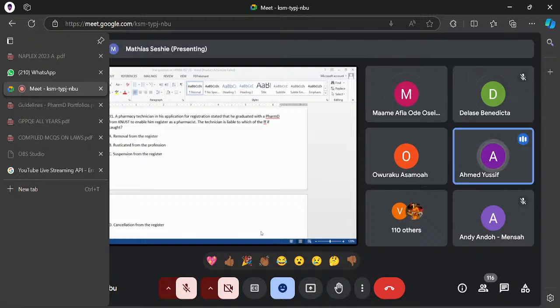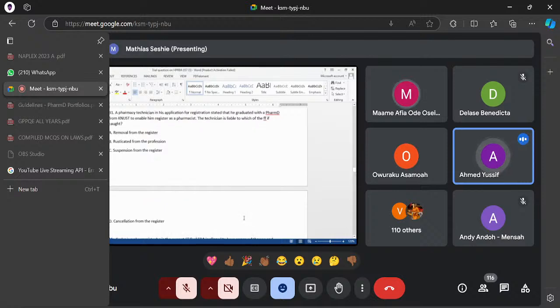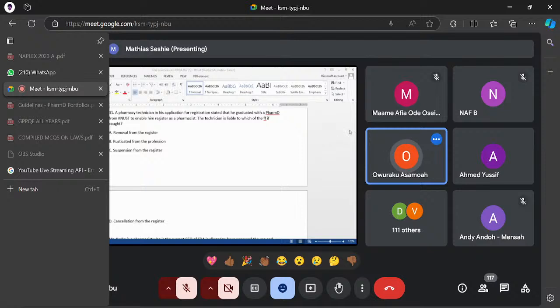So when you look at the disciplinary actions that can be meted out, we can have removal, we can have suspension, we can have cancellation. We've talked about removal where someone is dead, has not paid a prescribed fee, or is found guilty of professional misconduct, right? So for suspension, what does the law state? The board may suspend the registration of a pharmacist or pharmaceutical staff. Someone reading for us.